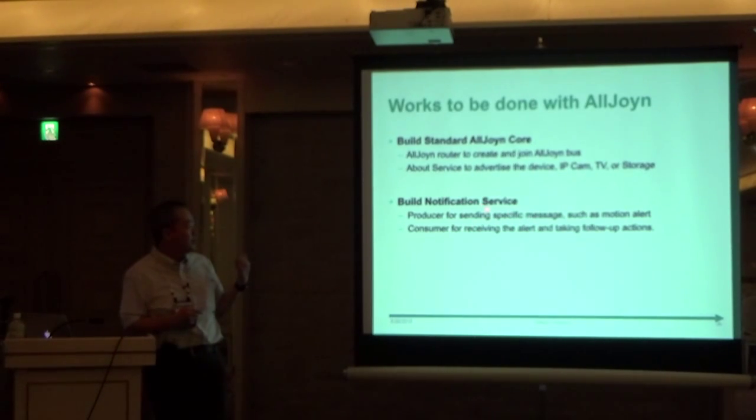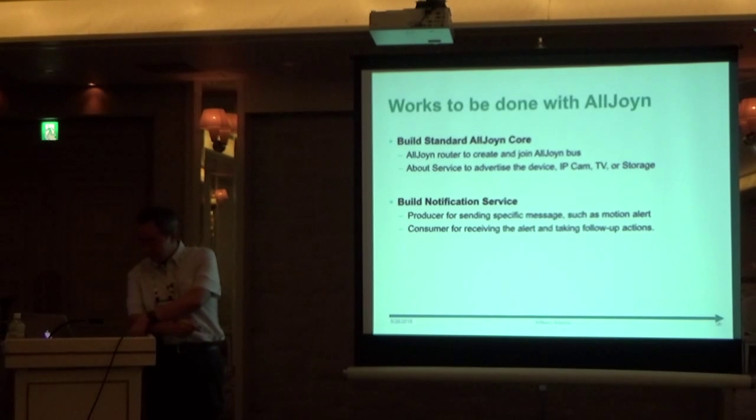One is the producer, which sends out the messages, for example, a motion alert to show that someone's at your door. And then there's the consumer program, which receives this alert to see if you want to receive this kind of message and if you want to take some follow-up action. For example, a set-top box for the TV receives the message, and the set-top box can further pull the video streaming from the IP camera.